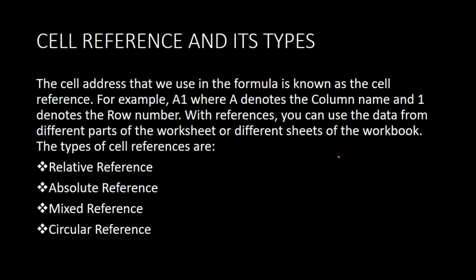Cell reference and its types. The cell address that we use in the formula is known as cell reference. For example, A1, where A denotes column name and 1 denotes row number. With references, you can use the data from different parts of the worksheet or different sheets of the workbook. The types of cell references are relative reference, absolute reference, mixed reference and circular reference.